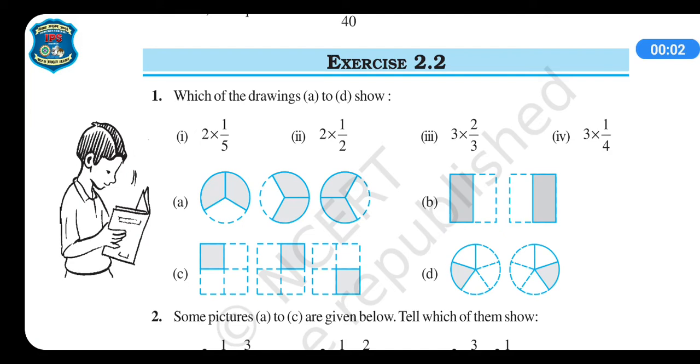Hello students, this is class 7th mathematics chapter number 2 fractional numbers, and now we are starting exercise 2.2. Let us have a look. Question number 1. Which of the drawing A to D show the first part is 2 into 1 upon 5.